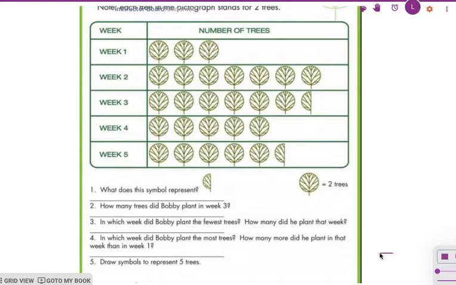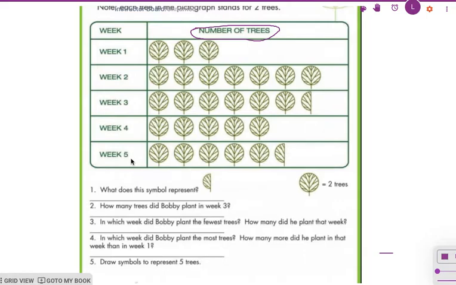And I want to show you something really interesting. Yesterday we talked about pictographs. So here is a pictograph. But today we're going to make it a little bit more challenging, and I'm going to show you how. This pictograph is about the number of trees that were planted in 5 different weeks, right? Super. That sounds pretty easy, right?